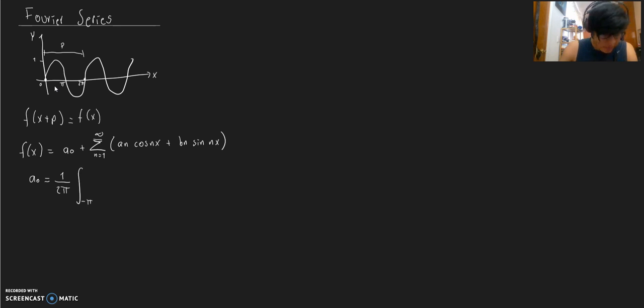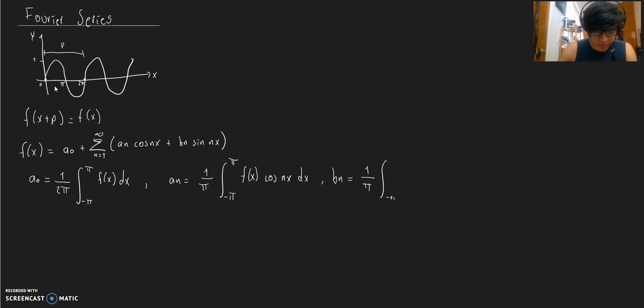The first coefficient is 1 over pi times the integral from minus pi to pi of f(x) dx, and a_n is equal to 1 over pi times the integral from minus pi to pi of f(x) cosine of nx dx. And finally, the b_n coefficients will be equal to 1 over pi times the integral from minus pi to pi of f(x) sine of nx dx, where n goes from 1 to infinity.